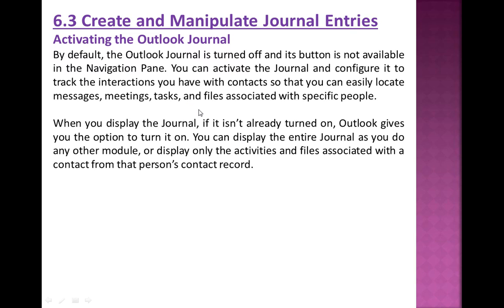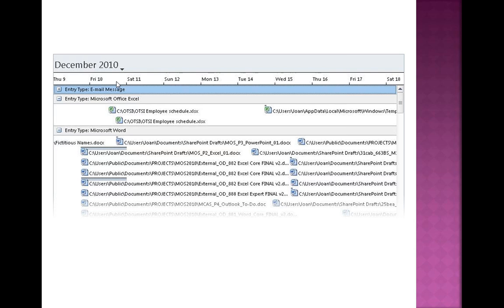When you display the journal, if it is not already turned on, Outlook gives you the option to turn it on. You can display that entire journal as you do any other module or display only the activities and files that are associated with the contact from that person's contact record. Means whenever a pop-up comes that the journal is turned off, you can turn on the journal. This is how we can use the journals.